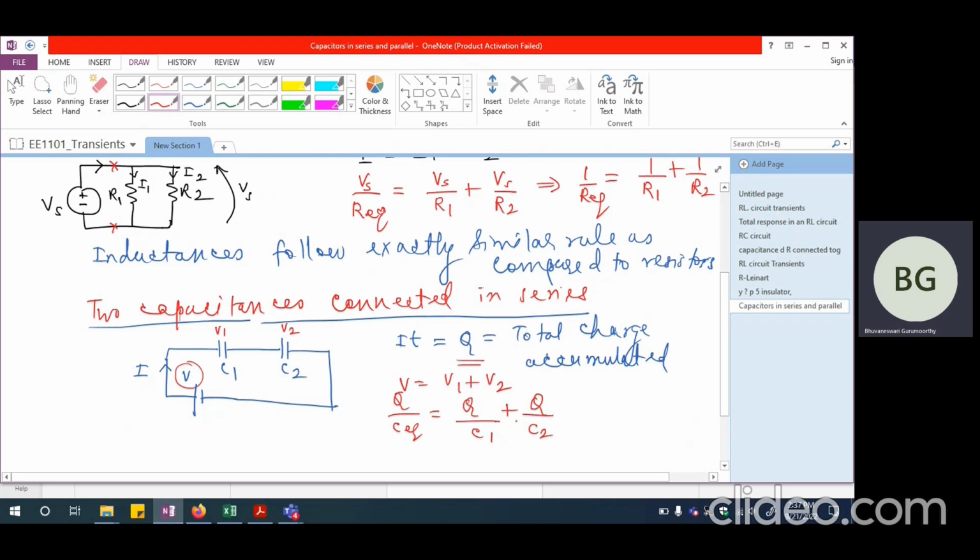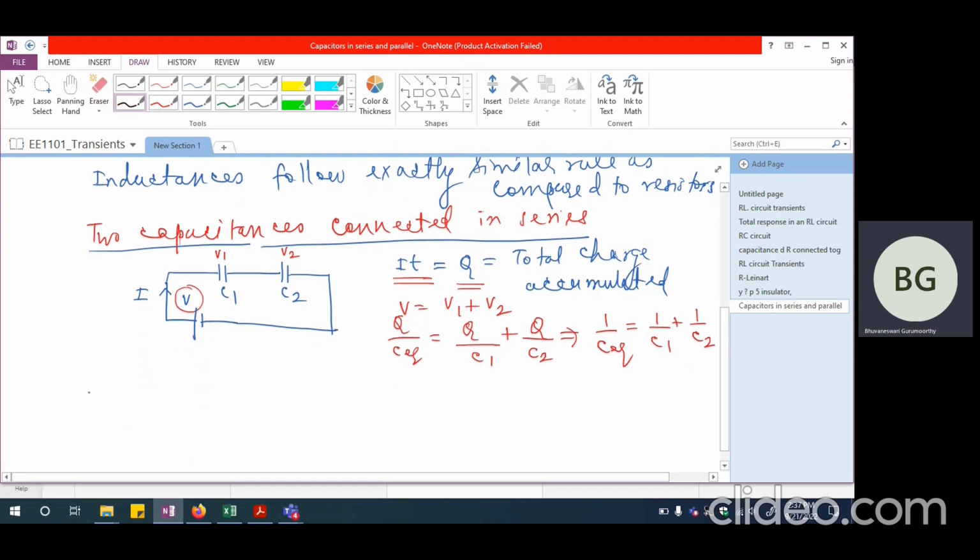So this relationship has to hold good because the total amount of charge that is transported is the current, which is common to both the capacitors, multiplied by the time. So from here I should be able to say the equivalent capacitance when two capacitances are connected in series is 1 by C equivalent equal to 1 by C1 plus 1 by C2.